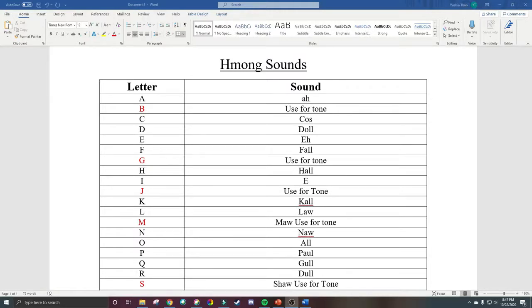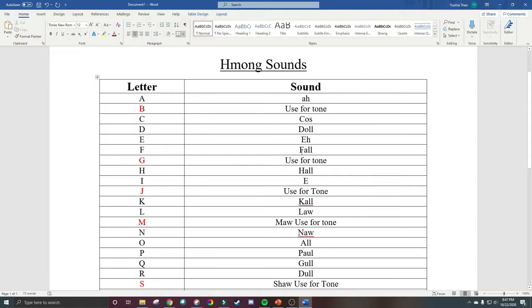So, first and foremost, you may see these letters right here and think just A, B, C, D, E, F, G. Well, sad to tell you, they don't sound like that in my language. So for example, the A is pronounced ah. The B doesn't actually have a sound in the Hmong language. It's used as a tone. I will go into that in more detail soon. And the C is pronounced Dio. D is pronounced Do. E is pronounced E.